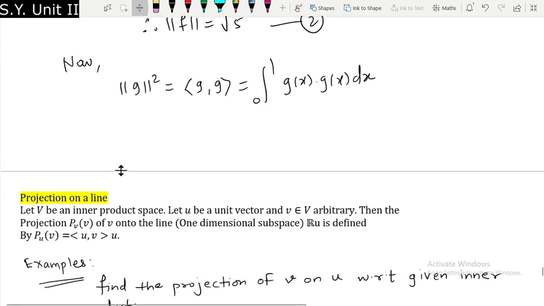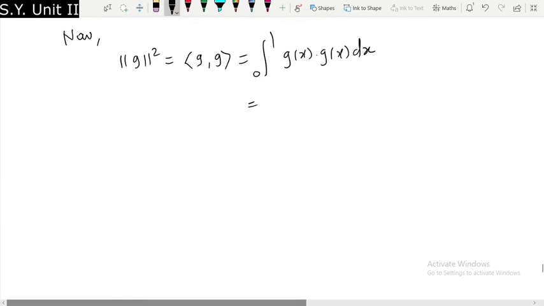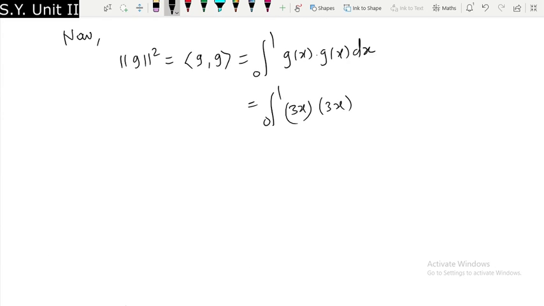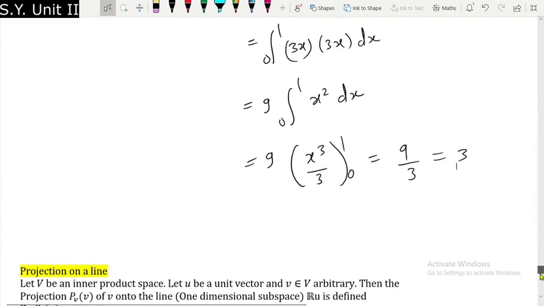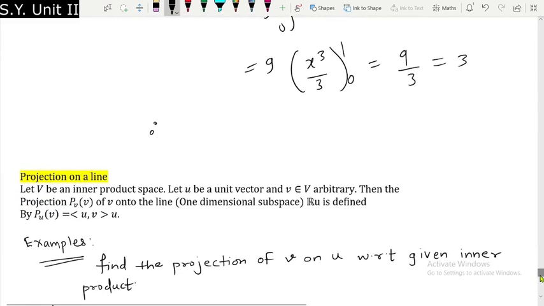So which is equal to integration 0 to 1 3x multiplied by 3x dx. So 3 multiplied by 3, 9, can be taken out, integral 0 to 1 x square dx, which is equal to 9. Integration of x square is x cube upon 3, limit varies from 0 to 1, which is equal to 9 upon 3, and which I guess is 3. And therefore in this case our norm of g is root 3. Therefore our norm of g over here is root 3.